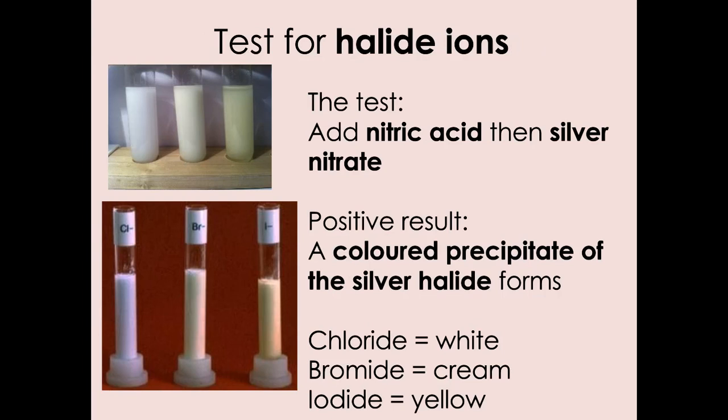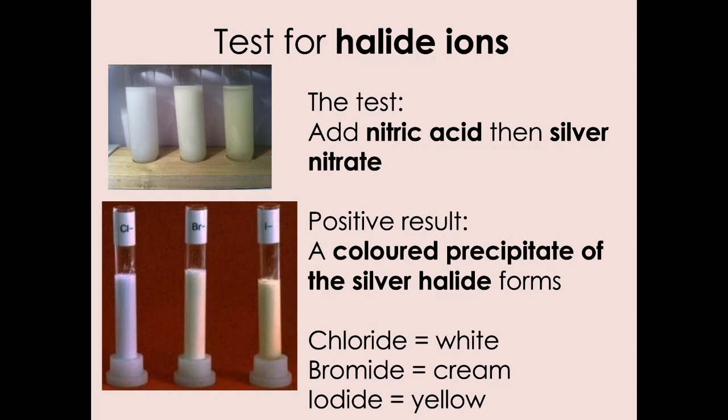Right, test for halide ions, a bit more complicated because there's 3 that we test for. It's the same procedure for all of them. So we add nitric acid first, and then we add silver nitrate. And the positive result gives us a coloured precipitate of the silver halide. So if it's a chloride ion, we'll get a white precipitate. If it's bromide, it will give us a cream precipitate. And if it's iodide, it will give us a yellow precipitate.